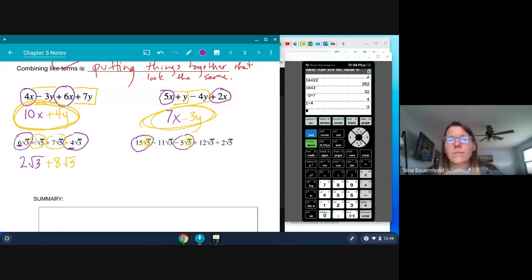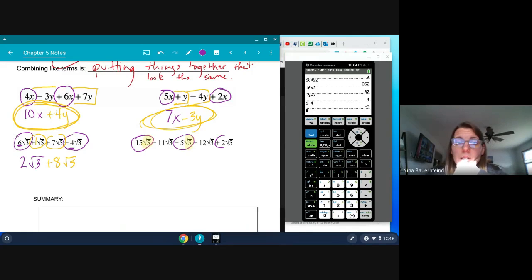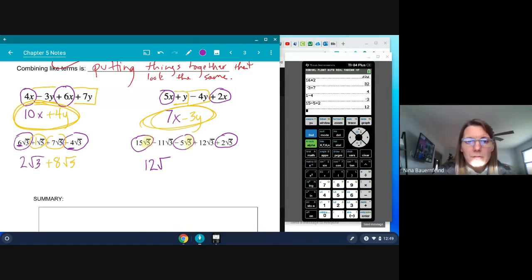Is there another one? The last one, yep. And that's a plus, so we want to circle the sign in front. So on our calculator, we can do 15 minus 5 plus 2, and we get 12 root 5s, because they all are root 5. And then here we have this one and this one. So we have negative 11 plus 12 is 1. So we have plus. You could put a 1 here if you want, but usually math people don't. They'll just do that.